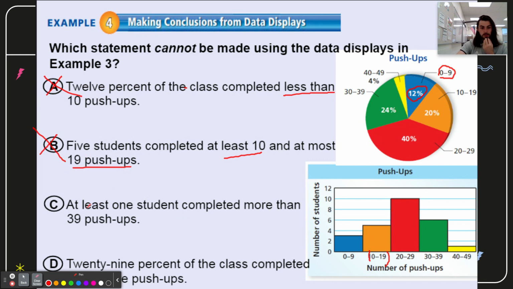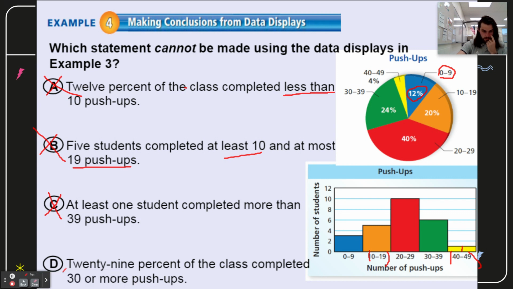And then we look at C. At least one student completed more than 39 push-ups. Oh, look, more than 39, that has to be 40. Oh, look, 40 to 49. Oh, that's 1. So at least 1 means it's 1 or more. Definitely 1 or more. So that's not it.